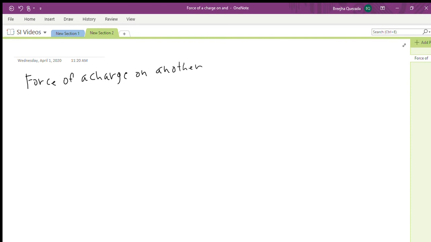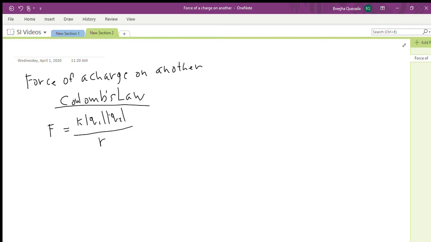So the force of a charge on another is typically called Coulomb's law. Coulomb's law is written as F is equal to K, absolute value of Q1, absolute value of Q2, over R squared. So this is the formula that we use when we're given two charged objects.